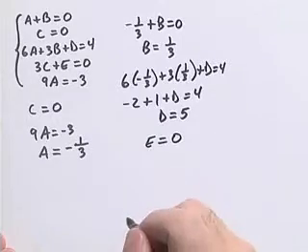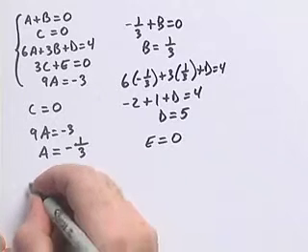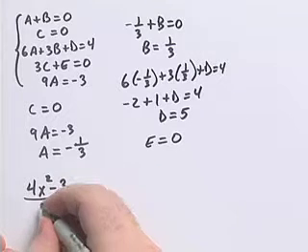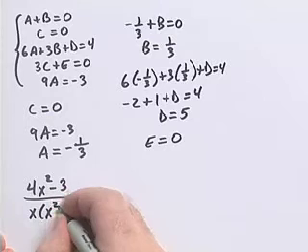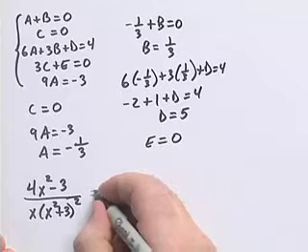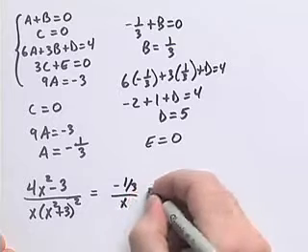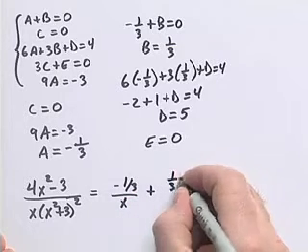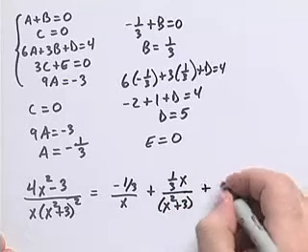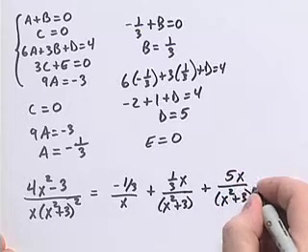We go back to our partial fraction decomposition now, since we know A, B, C, D, and E. We're going to say that (4x² − 3) divided by x times (x² + 3) quantity squared is equal to −1/3 over x, plus (1/3)x over (x² + 3), plus 5x over (x² + 3) quantity squared.